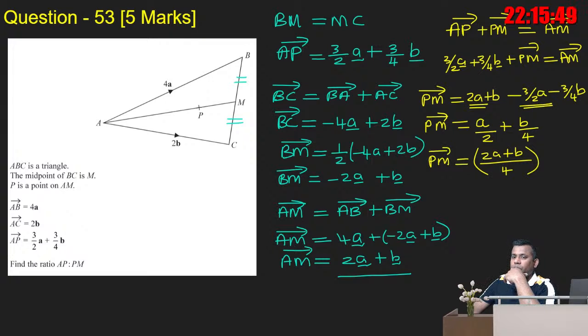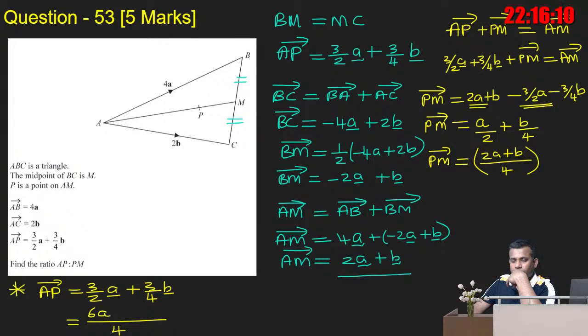So if I simplify this, it is 2a plus b over 4. That is the PM vector. Now I'm going to start here. I don't have enough space. For the AP vector, I need to do a little bit of algebra. 3 over 2a plus 3 over 4b. If I make both bottom numbers 4, that will be 6a plus 3b, which is 3 outside, 2a plus b, over 4. That is the AP vector.